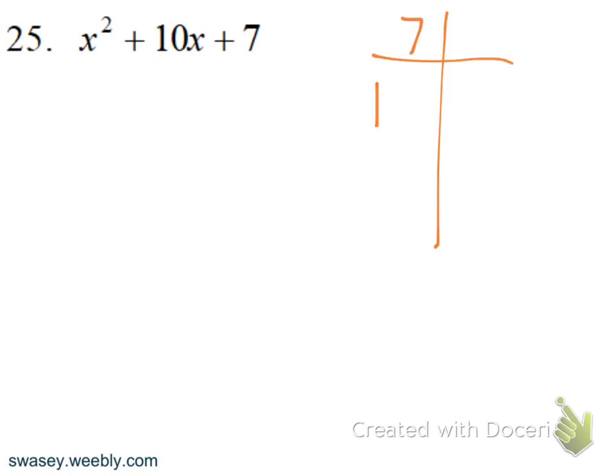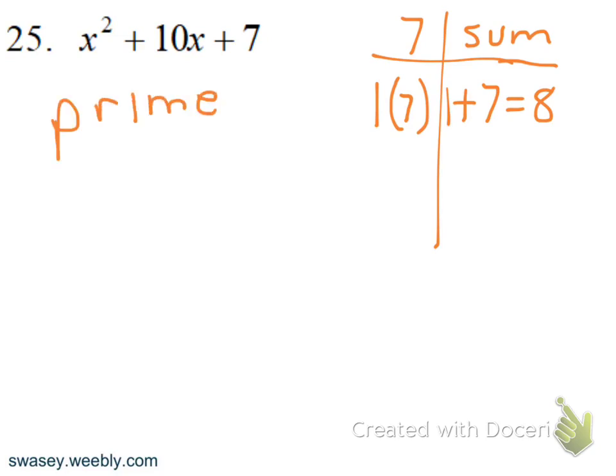We're looking at factors of 7 that add up to 10. The only way to get 7 when we multiply is 1 times 7. And so we don't have a pair that adds up to 10, so this is called prime. It is not factorable.